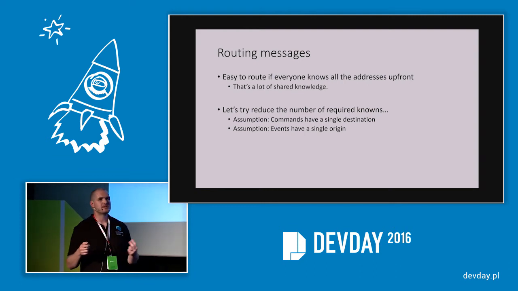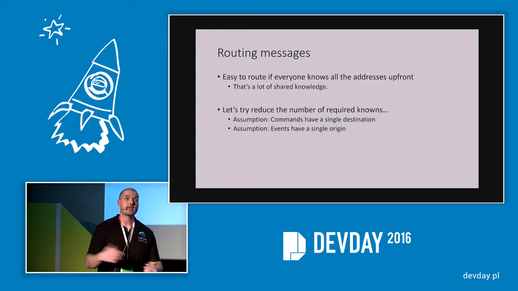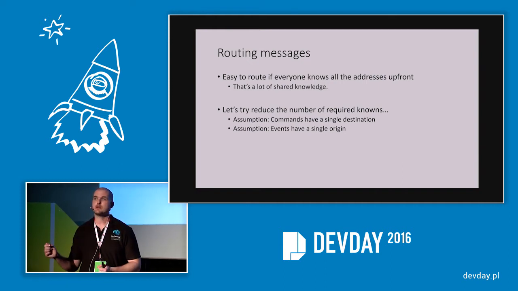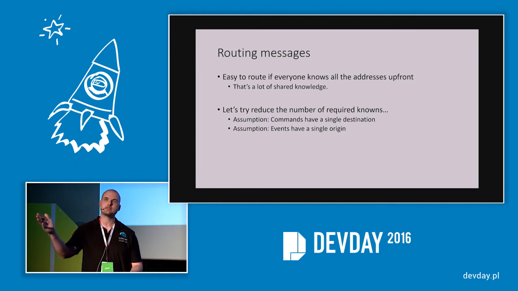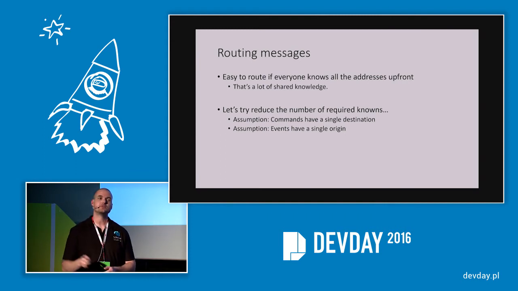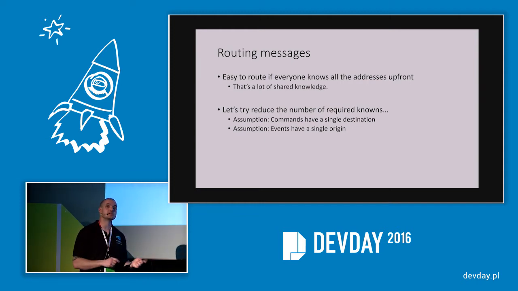The next assumption is that events have a single origin, but they can go to multiple places. And this is important because an event is something that has happened. This is a fact. This is the truth. So the credit card details have been updated, and then whoever wants to know about that can know about it. But the reason it comes from a single origin is because the origin is the only one who should be able to change the credit card details. So we've got ownership there. And the implication between events and commands is an important one.